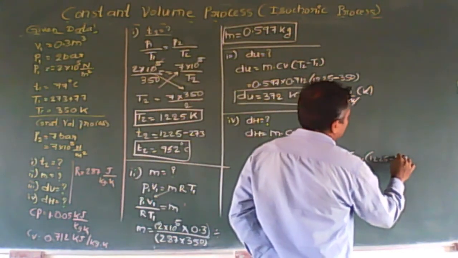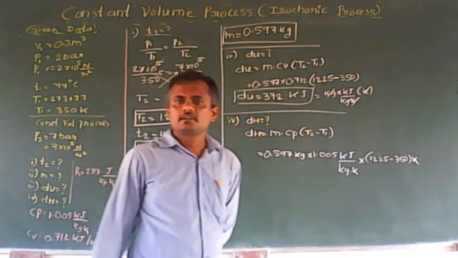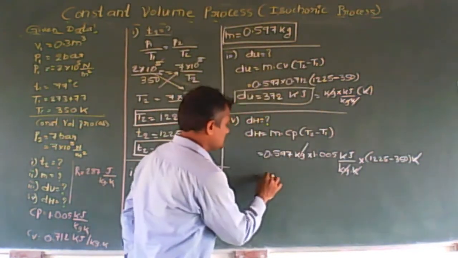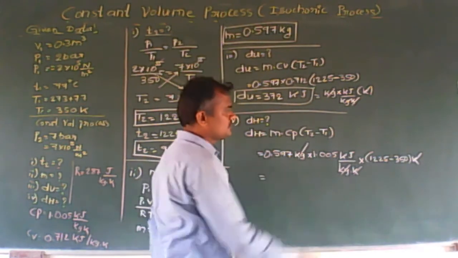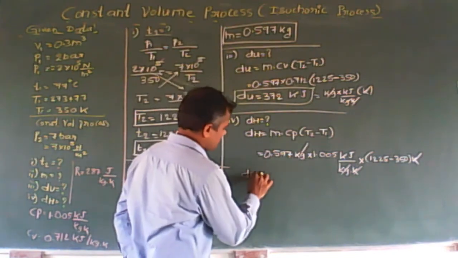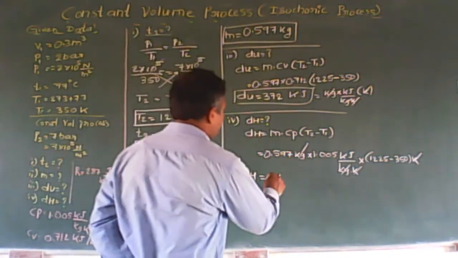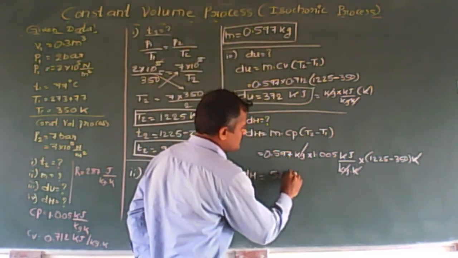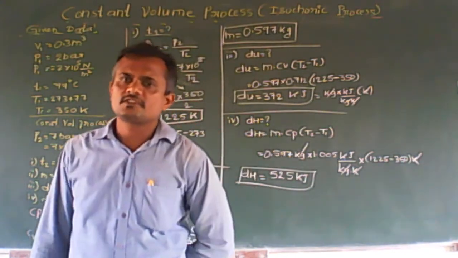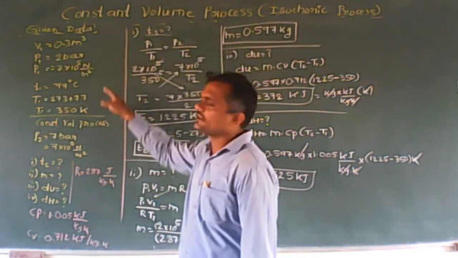1225 minus 350. This we are getting in terms of Kelvin, right? Here Kelvin will get cancelled, kg gets cancelled. So we are getting 0.597 into 1.005 into bracket 1225 minus 350. Ultimately, the answer you have to get is 525 kilojoules. This is the solution for the problem. So this is how you can get the answer.